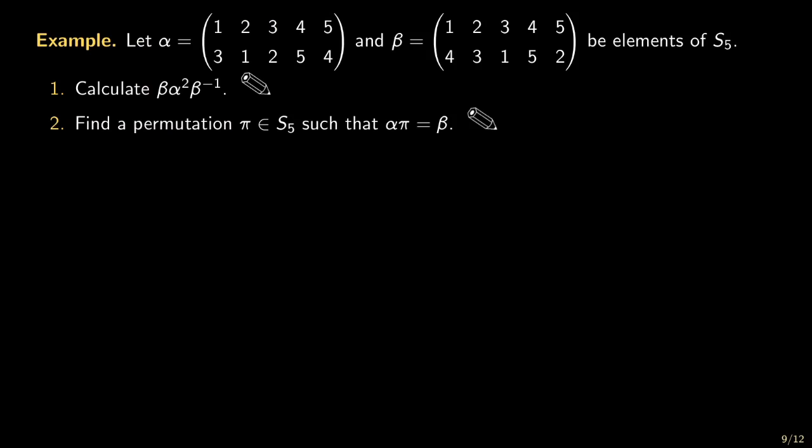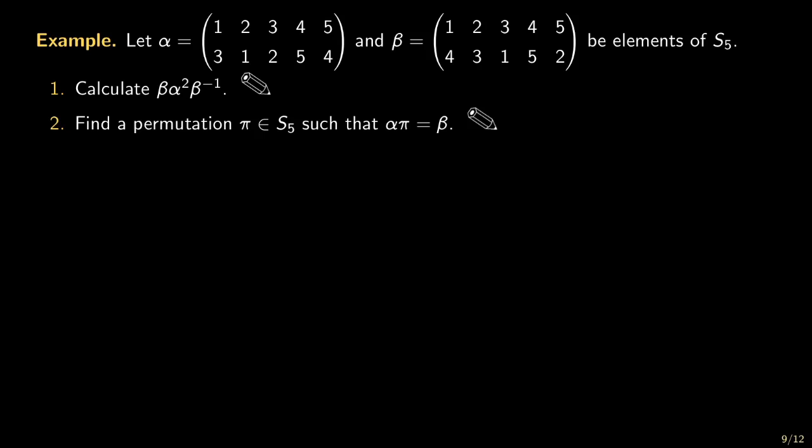Now from now on, we just drop the circle symbol for composition of functions and just write alpha beta if we want to multiply alpha and beta using composition. Okay, so for example, let alpha and beta be as shown. Obviously they are elements of S sub 5. They are permutations on the set 1, 2, 3, 4, 5, right?